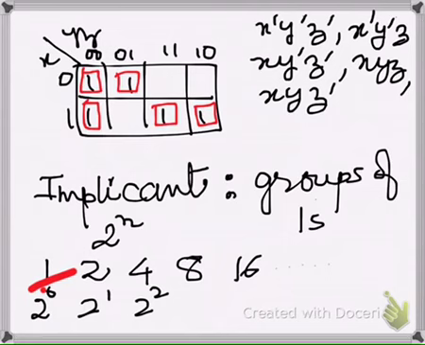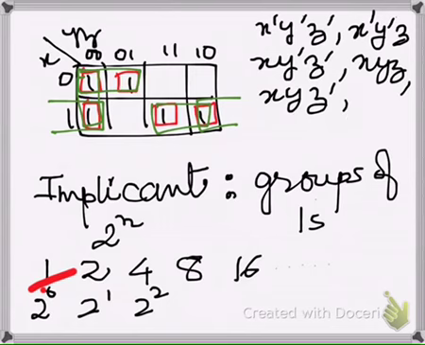Now let us see how we can form groups of 2 next with these. Can we have groups of 2s? Yes, we can have this group, this group, and this group. Also we can have these two as a single group. So we will add these to our list of implicants.